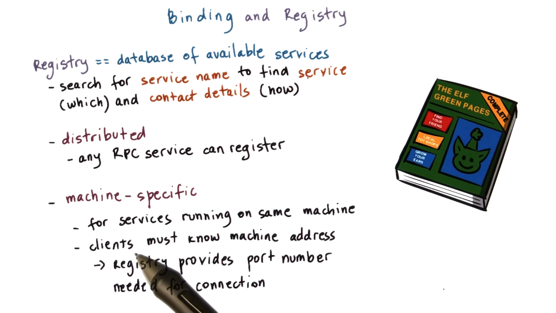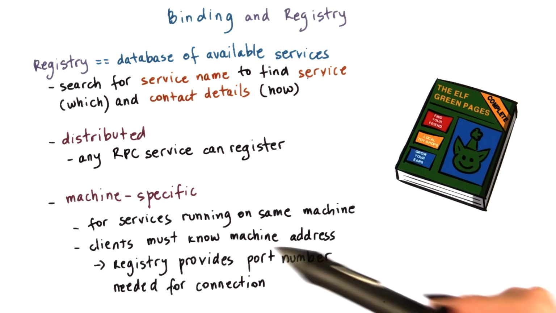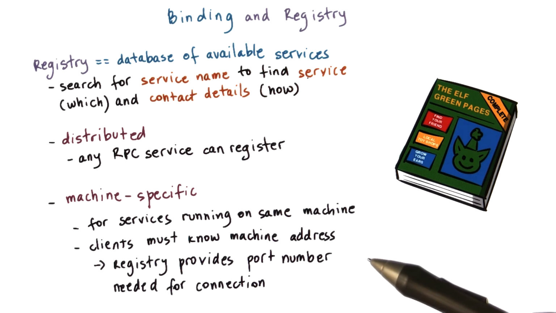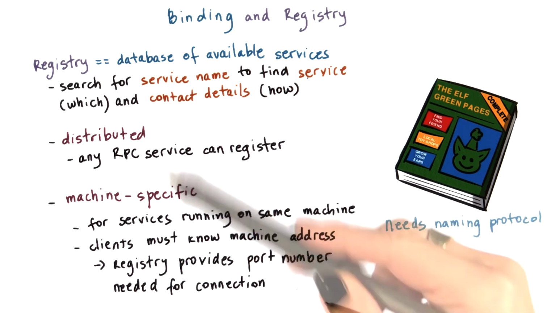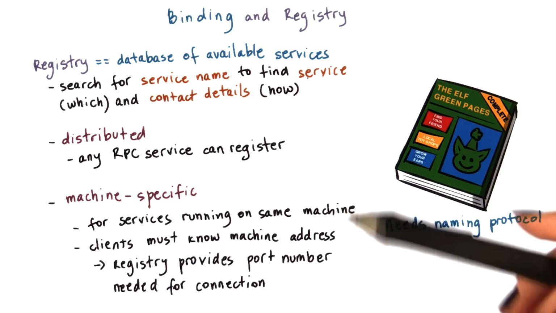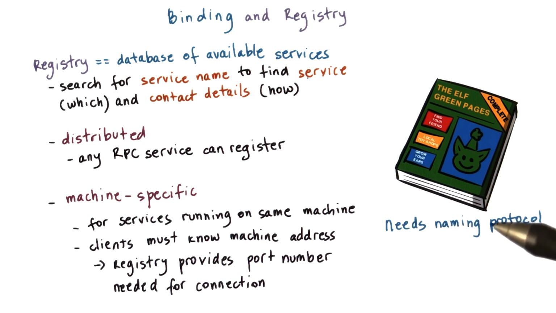That means that the clients have to know the machine address when they need to request some particular service. And the registry still provides useful information. It will tell the clients what is the port number that they need to use when they try to connect with the particular server.